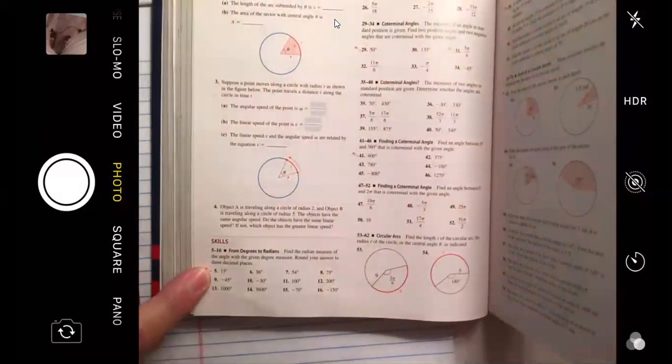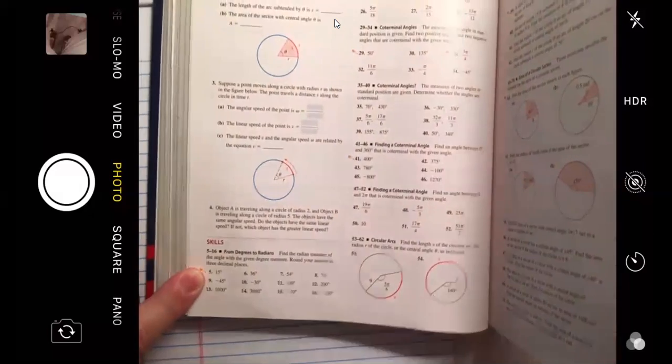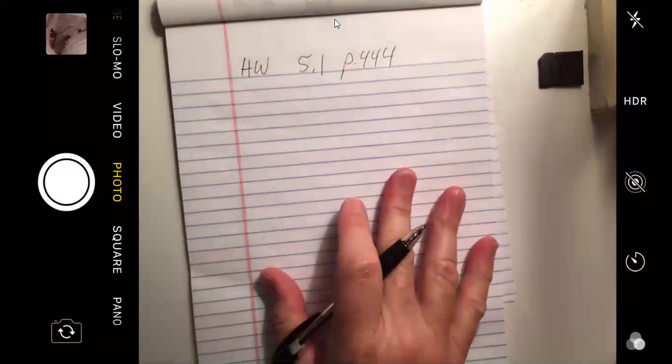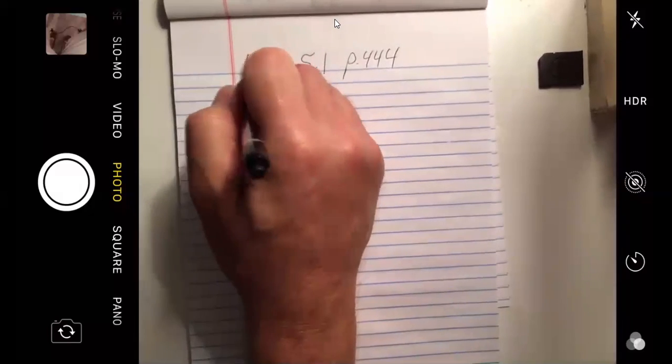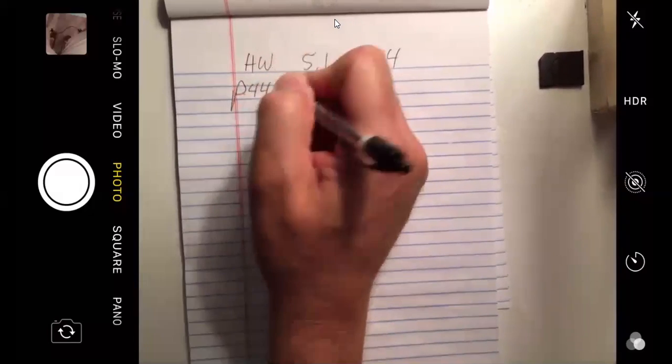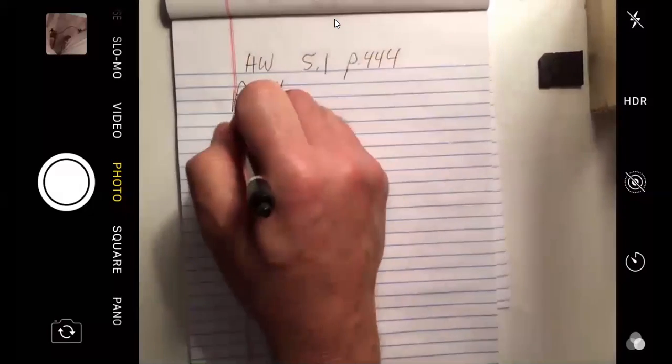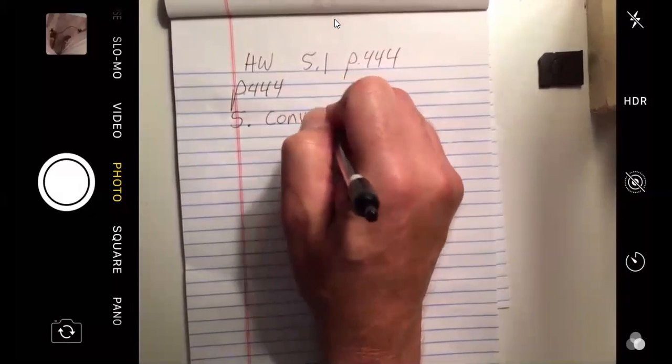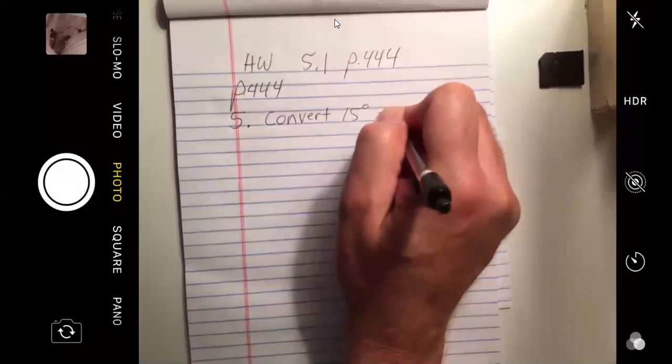Okay, so the very first problem here, I'll point it out, very first problem is number 5 down here at 15 degrees. Find the radian measure of the degree angle with the degree measure, round to 3 places if it doesn't work out clean. All right, so this is page 444. Number 5. Basically, I want you to convert 15 degrees to radians.